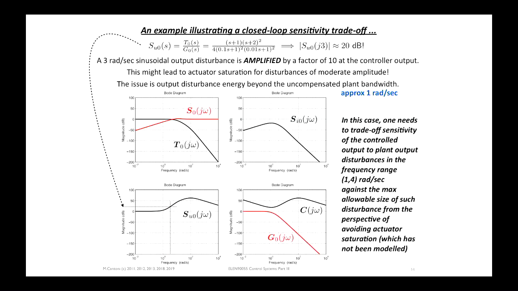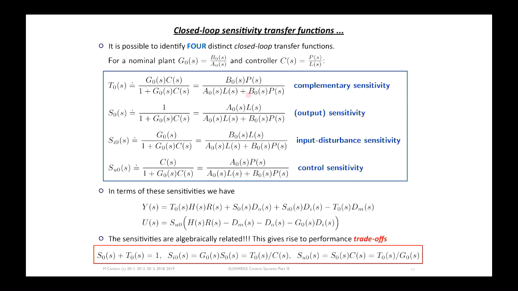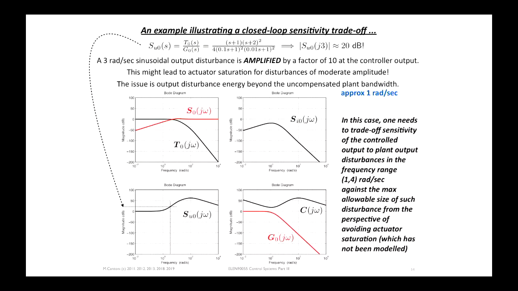And the problem is that we're trying to meet a specification that's beyond the frequency where the plant in open loop is already rolling off. These sorts of things arise because of the algebraic relationships between all of these functions. So we're trying to make these things have the right shape across frequency, but we've only got 1 degree of freedom to shape 4 different things. So you end up having to trade things off against each other.